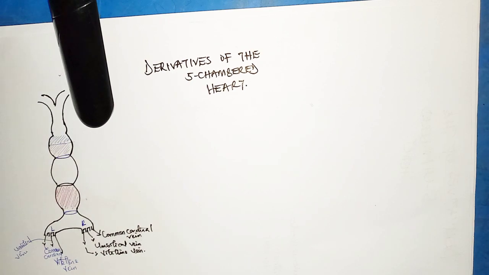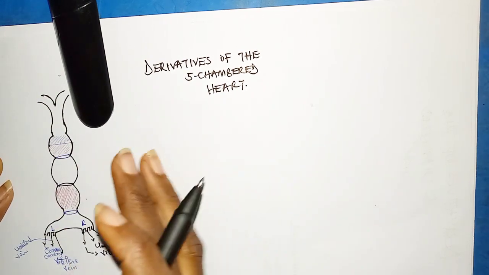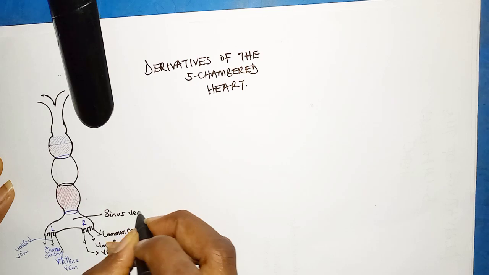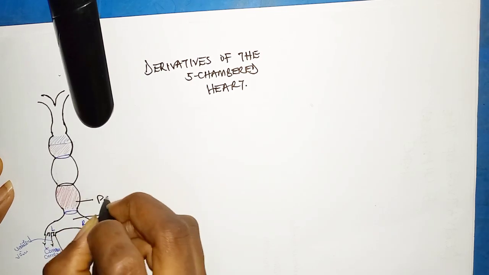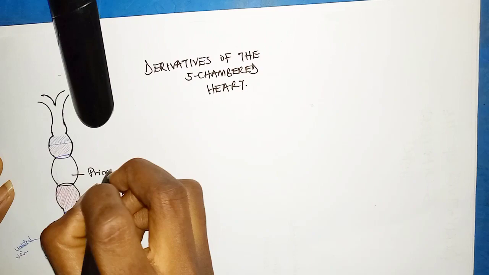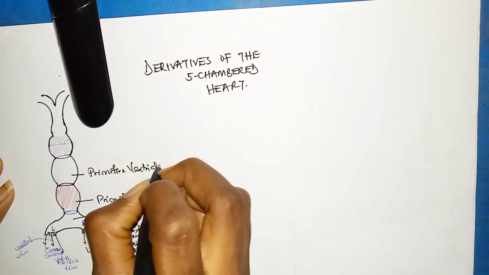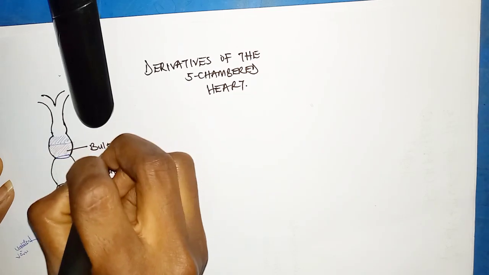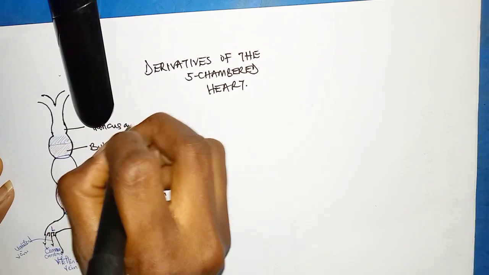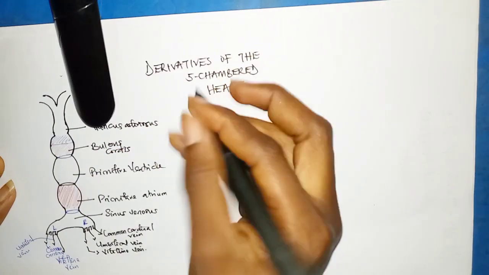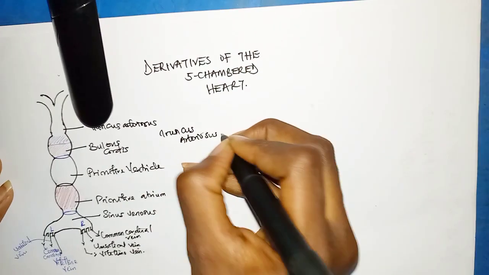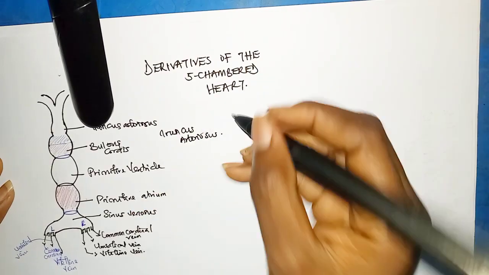Hi guys, today we're going to be talking about the derivatives of the five-chambered heart, and these are the various parts. This is our sinus venosus. This is our primitive atrium. This is our primitive ventricle. This is our bulbous cordis, and this is our truncus arteriosus. Let me spell that again: truncus arteriosus.